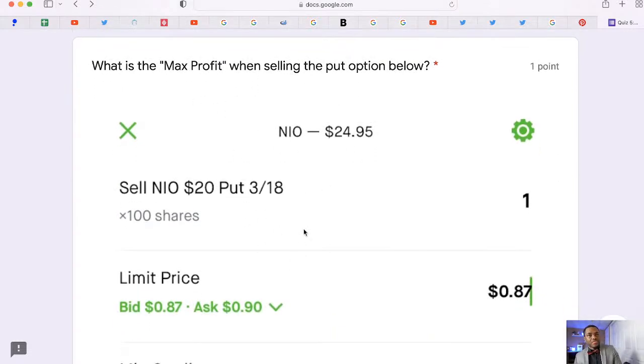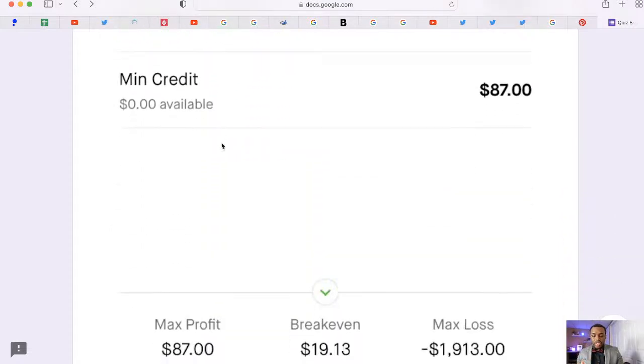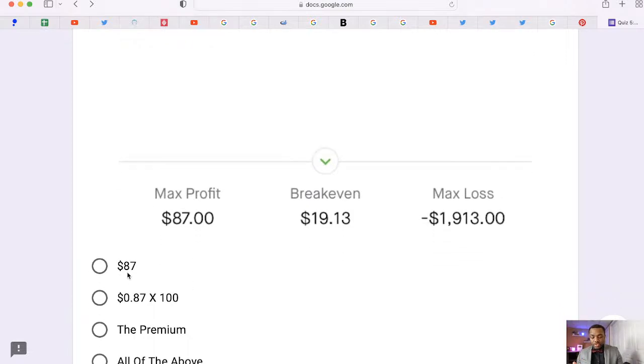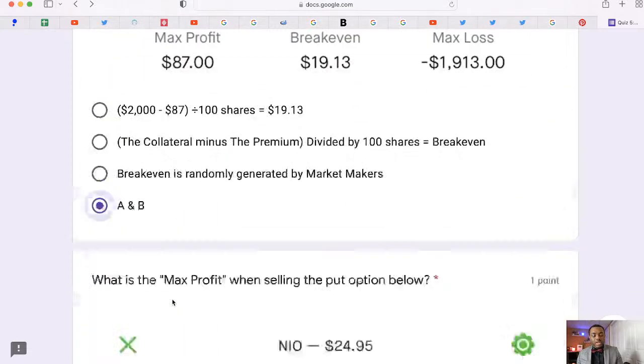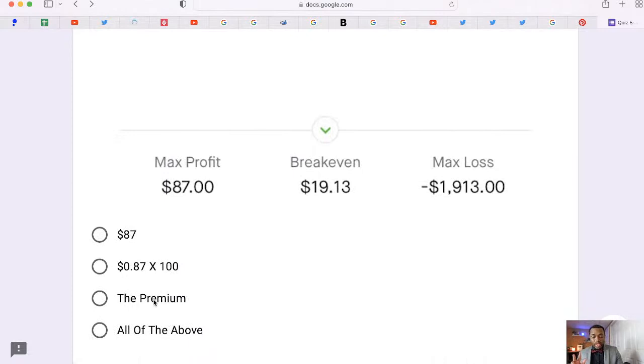So this interface here is Robinhood. On Webull, it's basically the same, except the buttons are in different spots. So for the max profit, you scroll down and you'll see it right here. It's $87. We know that $87 is our number. First of all, it's that 0.87 times 100, like we saw before when we were looking at the Webull chart. It's also known as the premium.